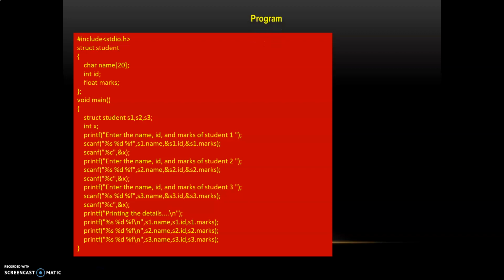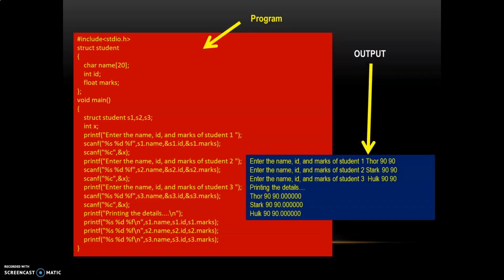So what is the output of it? The output is given here. We are giving the name, then the ID and the marks. I have given three different names. First one is Thor, student 1 is Thor, you have heard of Avengers. Second one is Stark, Tony Stark, and third one is Hulk. And we have to print the details of the student, so all of the things are printed here.